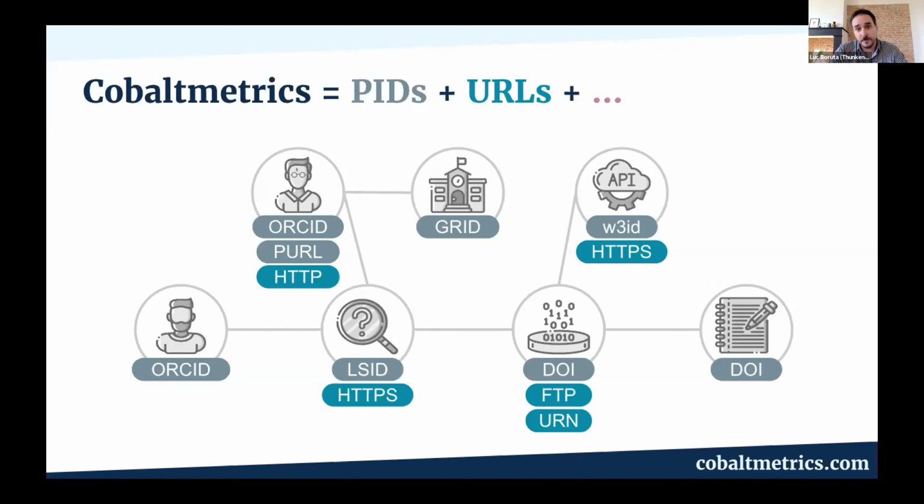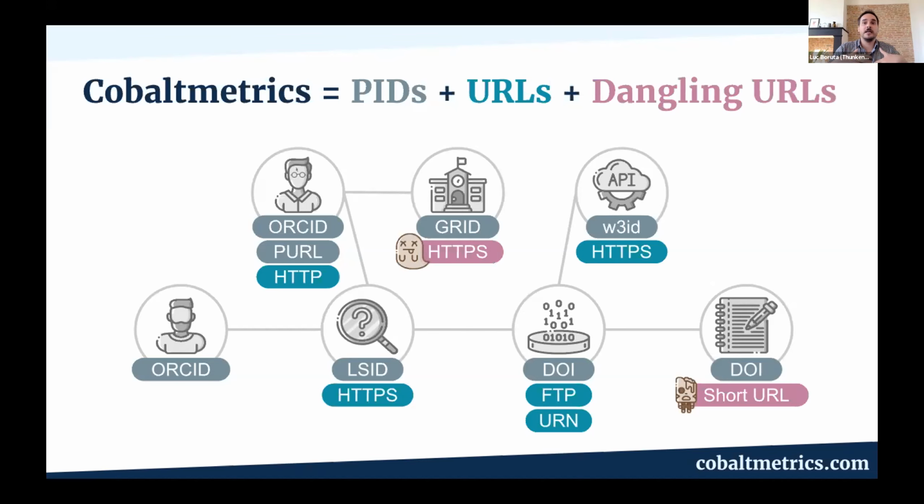And the extra step with Cobaltmetrics is that we also include dangling URLs, broken URLs, dead URLs, and many other types of less desirable identifiers. So for example, for the institution, you'll have the GRID ID, maybe a ROR, and maybe a Ringgold ID, and you'll also get an HTTPS URL that might be dead because it happens in France, for example. Universities get new names, and at some point the old domain is not going to work anymore. Or you're going to be able to use URLs that are more likely to break, like short URLs, for example, on the publication in the corner.